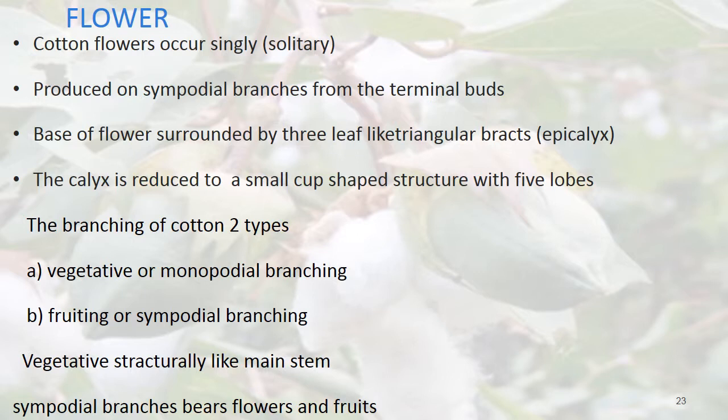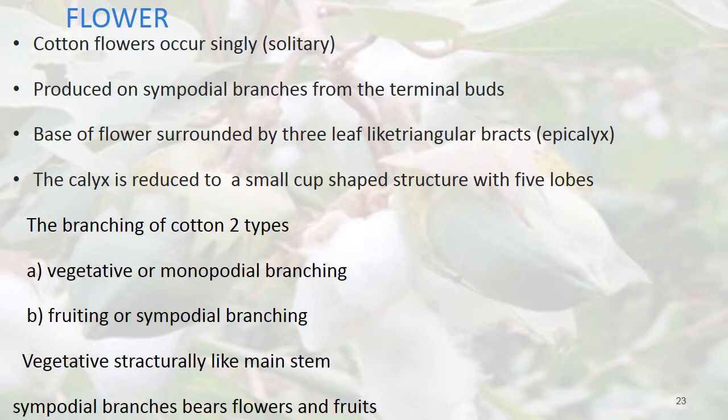Cotton flower: this occurs singly or solitary, produced on sympodial branches from the terminal buds. Base of flower surrounded by 3 leaf-like triangular bracts, that is called as epicalyx. Calyx is reduced to a small cup-shaped structure with 5 lobes.